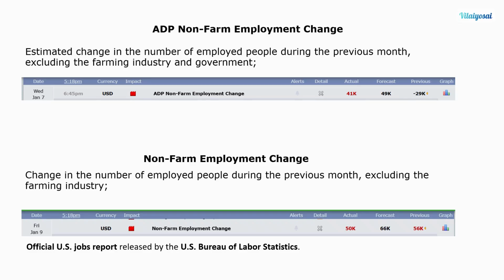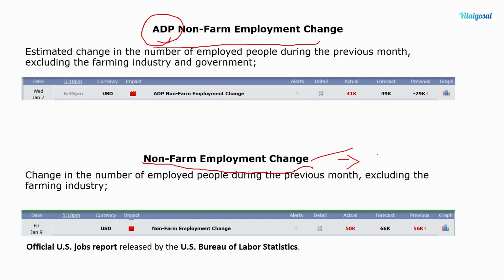Okay, let's see about ADP Non-Farm Employment Change. This is private data, and non-farm employment change is government data. The difference is the ADP mentioned here. Non-farm employment change is the employment change, that is the total number of employees this month minus the total number of employees the month before. This was called employment change.